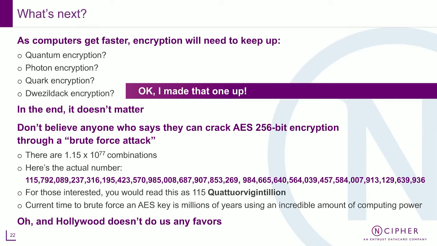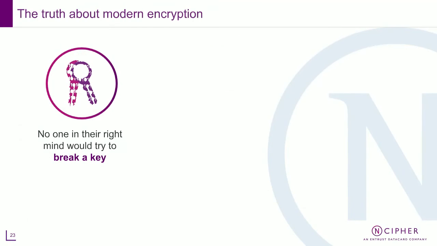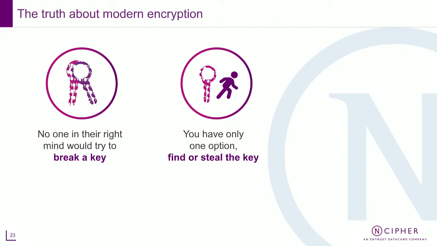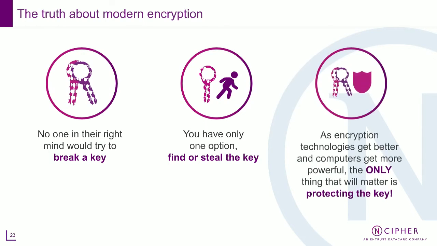And the other thing is, don't believe anything Hollywood says in this. We've all seen the movies, where the bad guy's got the gun to the head of the good guy and says, decrypt this message or you're going to be dead. And after feverish typing on the keyboard, he turns the computer around and voila, the message is decrypted. Can't happen. It really can't happen. The truth of the matter is, with modern encryption, no one in their right mind would try to break a key. Can't be broken. The only thing that the hackers, the thieves can do, is to steal the key. That's the only thing they can do.